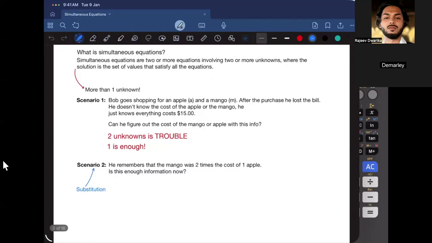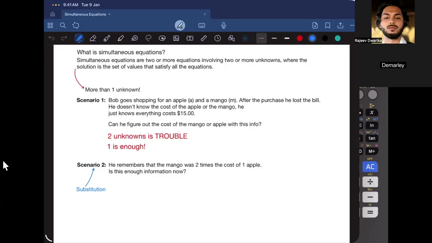So let me look at scenario one. All right. Bob goes shopping for an apple. We're going to call the apple A and a mango M. After he purchased, he lost the bill. He doesn't know the cost of the apple or the mango. He just knows the cost, which is $15. Can he figure out the cost of the mango or the apple with this information? What do you think? You think he could figure out the cost of the mango or the apple?